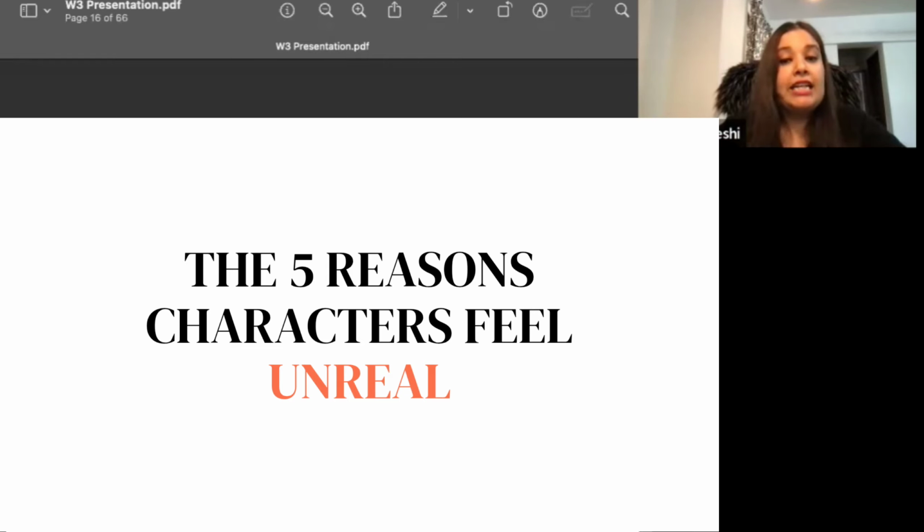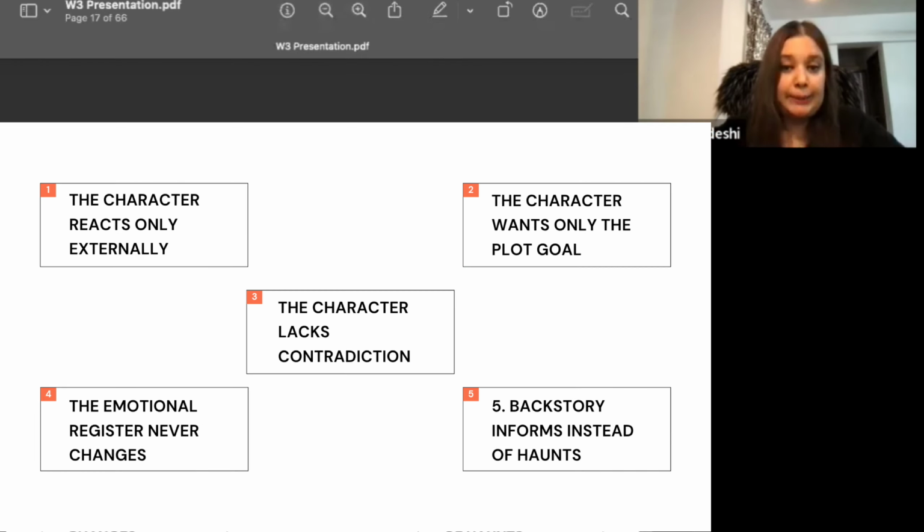Characters feel flat when they react only externally, or they want only the plot goal, or they lack contradiction, or the emotional register never changes, or their backstory informs instead of haunts. And trust me, almost every manuscript suffers from at least 2 or 3 of these. Let's look at them one by one.